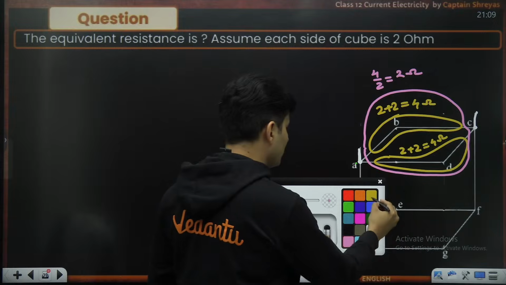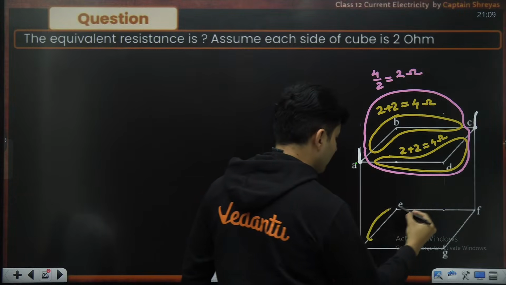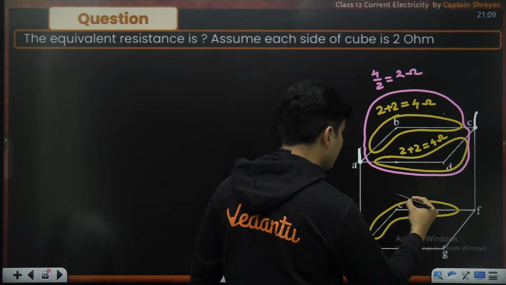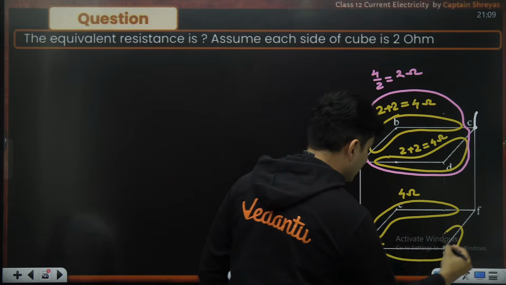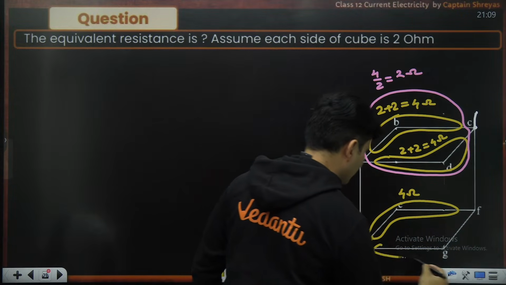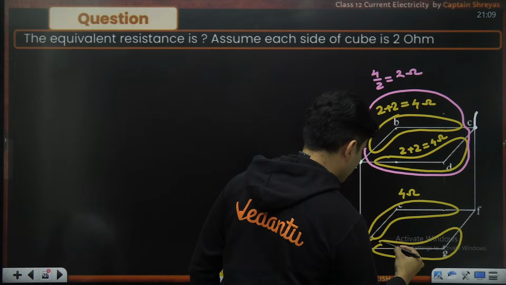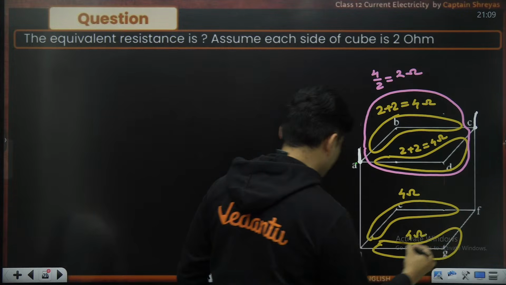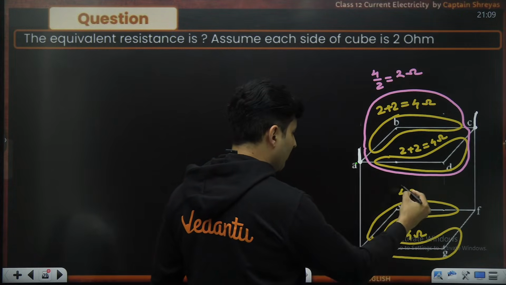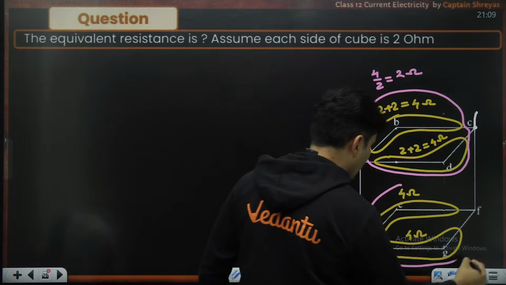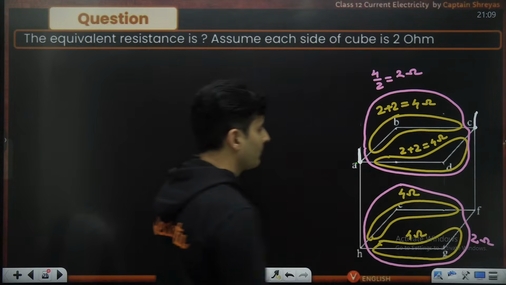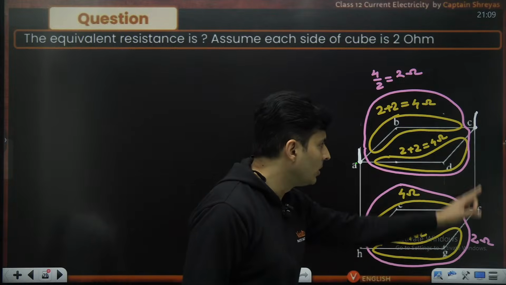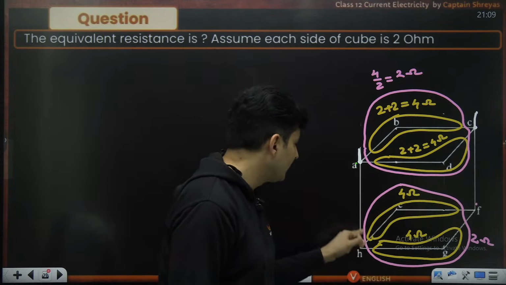Same logic if I use, observe, this particular part is again 2 plus 2, which is 4 ohms. This part, series resistance. Can you see that? This particular part is series resistance. So again 4 ohms, and they both are in parallel. So that is 2 ohms again. But that 2 ohms is in series with this and this.